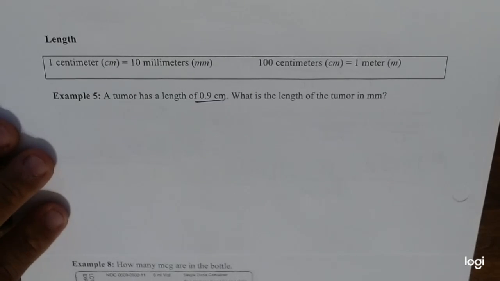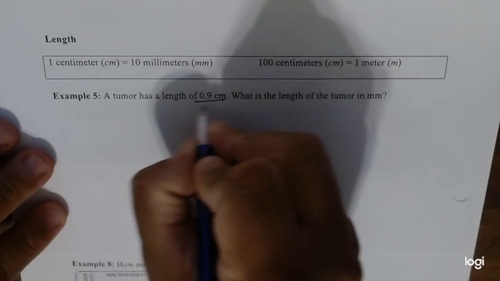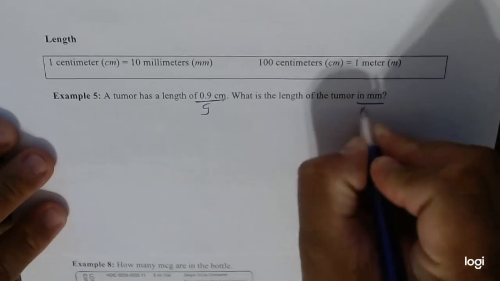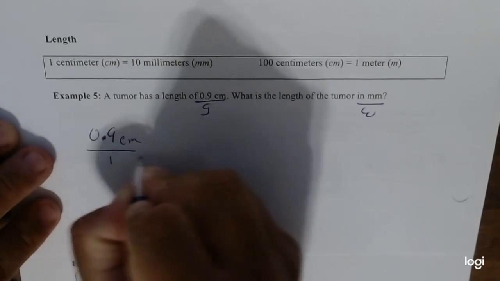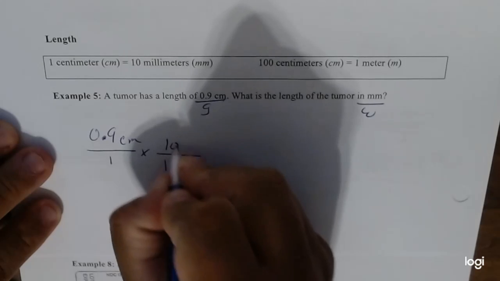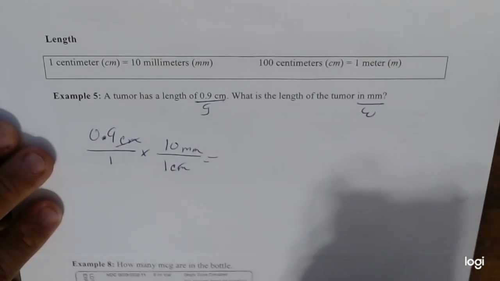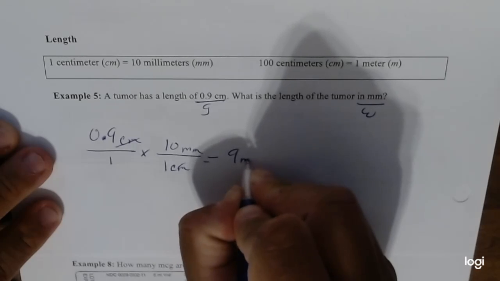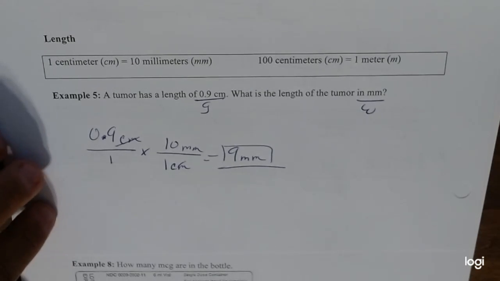Okay. All right, so we have this nice conversion here, right? For every 1 to 10. So start with what's given to us. This is what we want. So 0.9 centimeters times, for every 1 centimeter, there's 10 millimeters. So multiplying should give you 9 millimeters. And there you go. Not too bad, right?